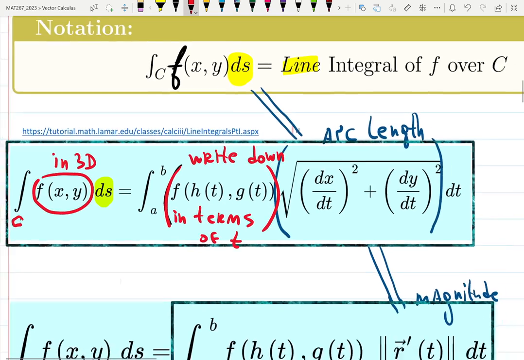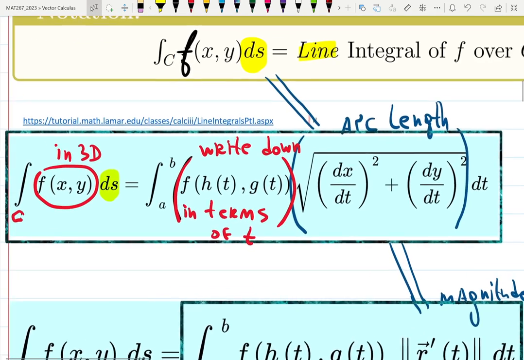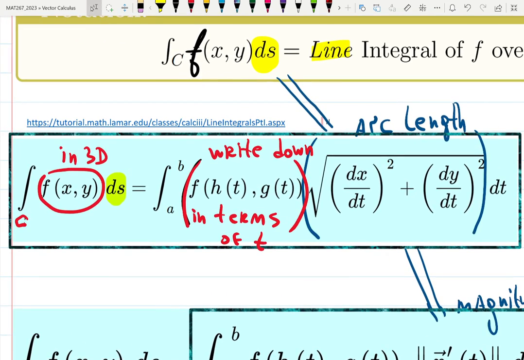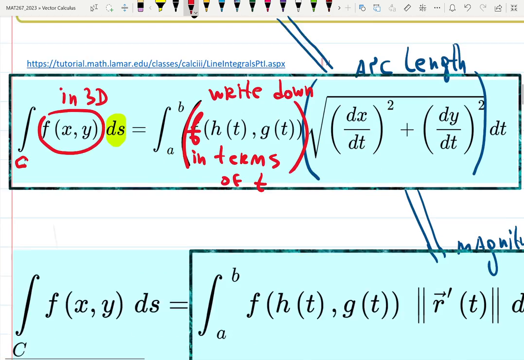This is the formula. Is this too messy or you got it? Or should I erase my notes? Do you get it? Integral of f ds will be integral of f. So it's still f, but we just need to rewrite it in terms of t, times the square root. And that's the arc length formula: derivative squared plus derivative squared. Make sense? Not really, but we're going to do examples.